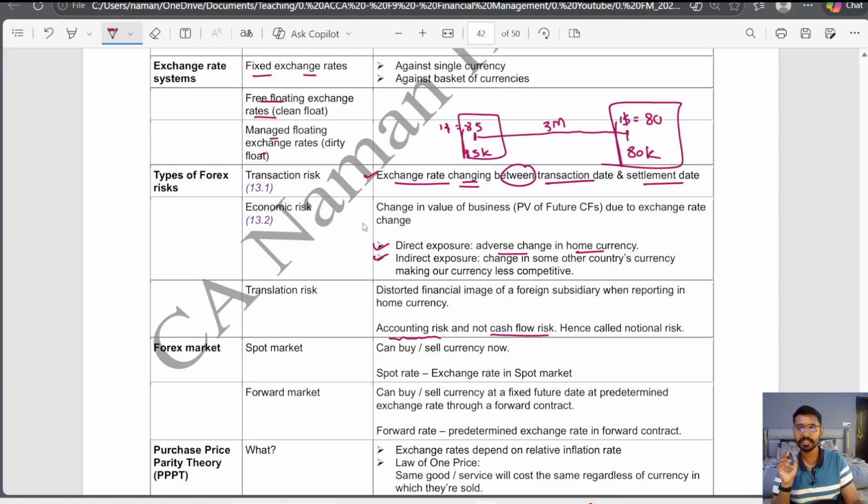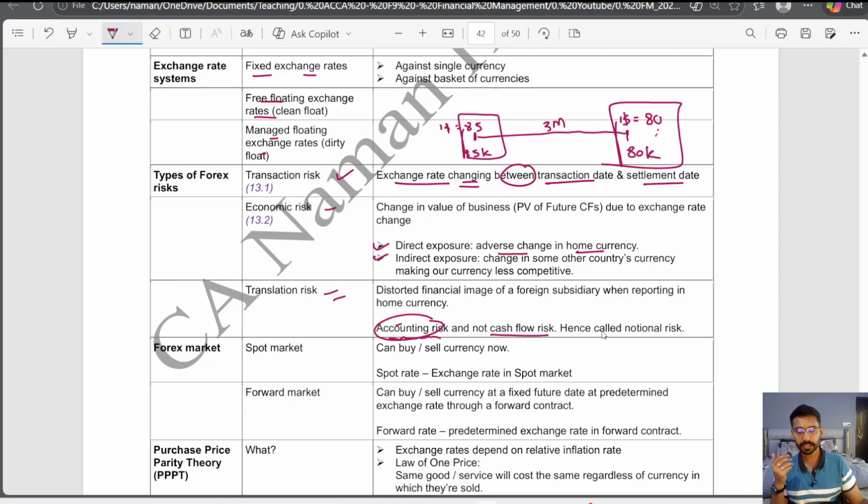In your transaction risk and economic risk, you have actual cash risk. You have to pay more here. You are going to receive 5,000 less here. Your goods supply and demand is going to change. Actual cash flow risk. But translation risk is purely notional. It is accounting risk, not actual cash flow risk.